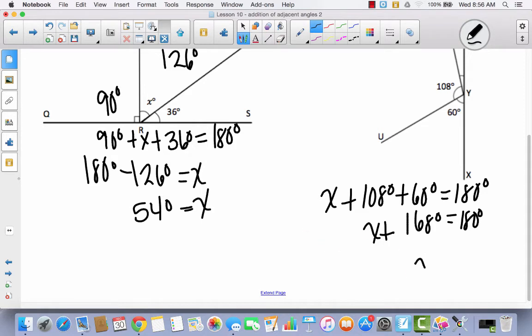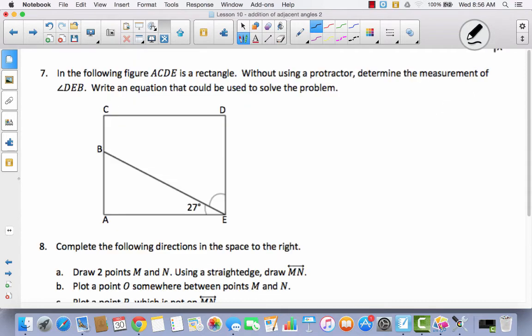So x is actually going to be equal to 12 degrees. All right, now, in the following figure, ACDE is a rectangle. Without using a protractor, determine the measurement of angle DEB. Write an equation that could be used to solve the problem.